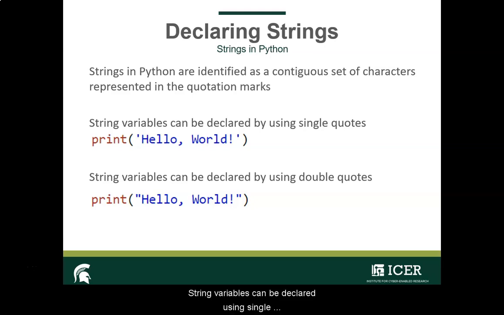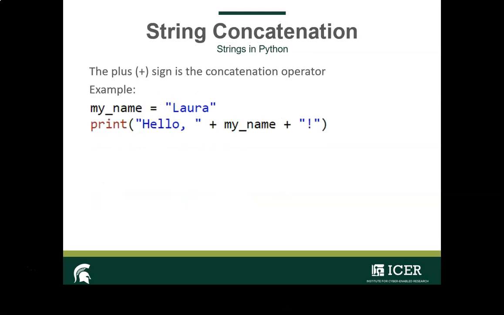String variables can be declared using single quotation marks, as seen in this print hello world example, or they can be declared using double quotes, just like in this example. The plus sign will combine two or more strings. So for example, I have defined the variable my name as the string Laura. When I print, I can combine the hello string with the my name variable with the exclamation mark string. Try this out in Python and note the output.